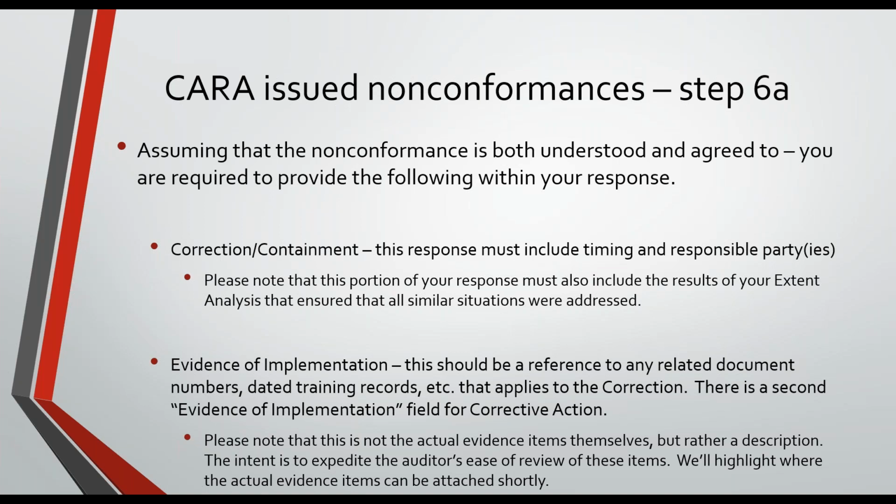Immediately under the correction containment box is an evidence of implementation box. This can be a reference to any document numbers or dated records or whatever that apply to that correction. There is a second evidence of implementation field for corrective action also. Please note that this box is not the evidence items itself. It's not an attachment box. This is a description box. The intent of having this is for you to expedite the auditor's ease of review of these items. In other words, you're describing all the different evidence items that you've provided that support your correction containment.